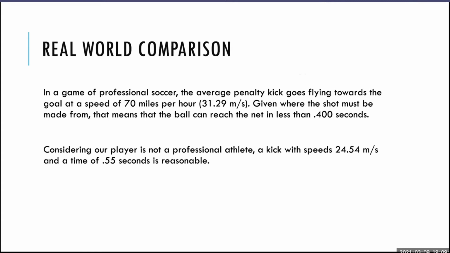So comparing these numbers to the real world, in a game of professional soccer, the average penalty kick goes about 70 miles per hour or 31.29 meters per second, which means that the ball can reach the net in less than 0.4 seconds. And given our problem, considering our player is not a professional athlete, this velocity and time is pretty reasonable.